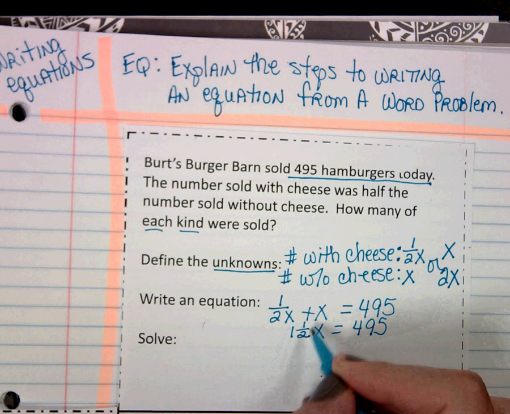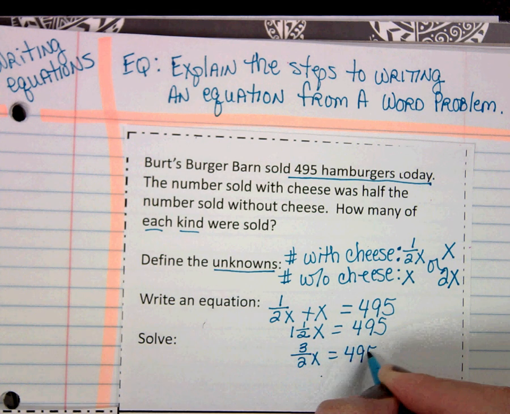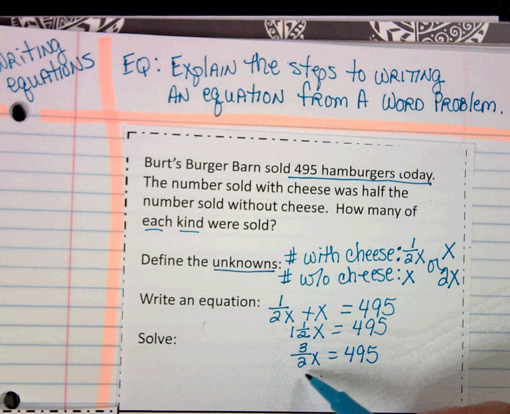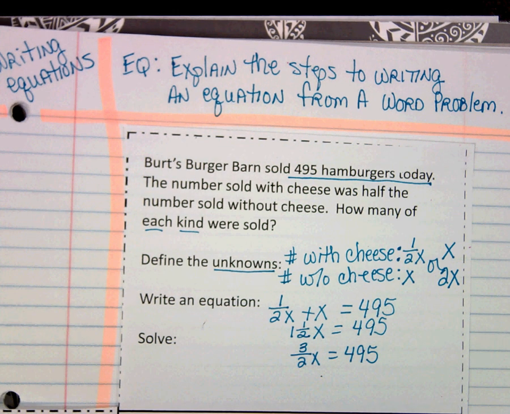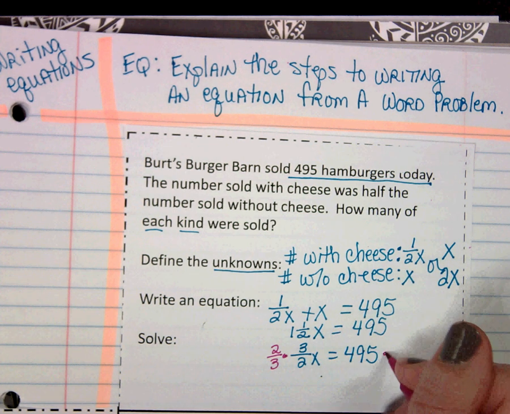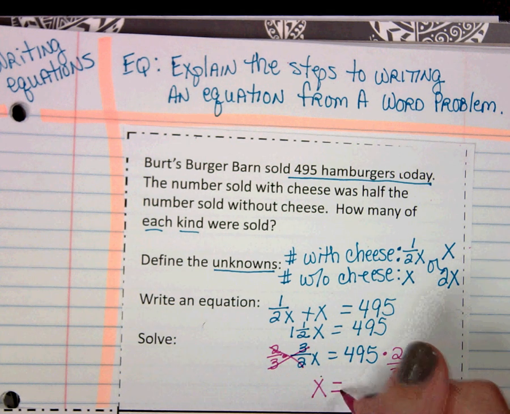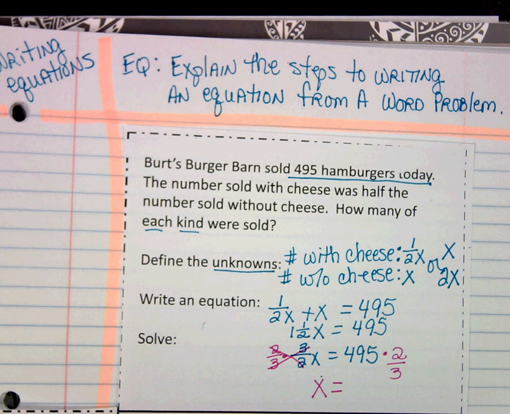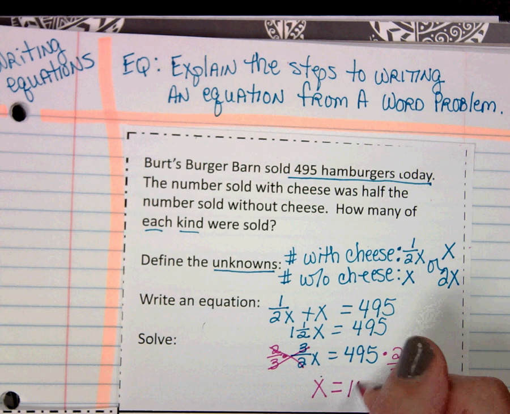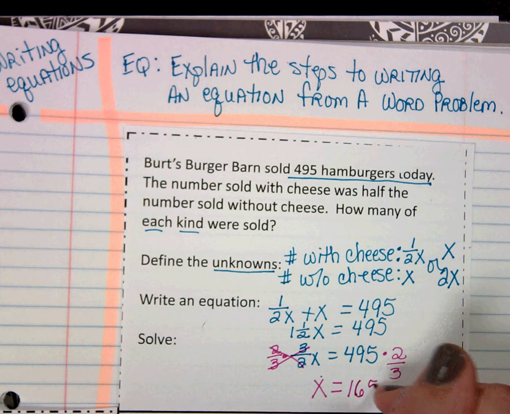I'm going to change this to an improper fraction. That would be 3/2 X. And I'm going to remind you that when we have a fraction coefficient like this, we can divide by 3/2. That's the inverse operation. But when we're dividing, remember, we're basically just multiplying by the reciprocal. So I can multiply both sides by 2/3. And so when I do that, I get that X is 160. Nope, that's not right. X is not 165. Yes, it is. X is 165.